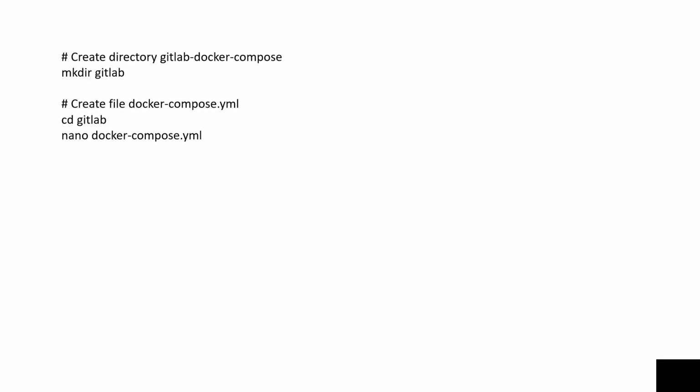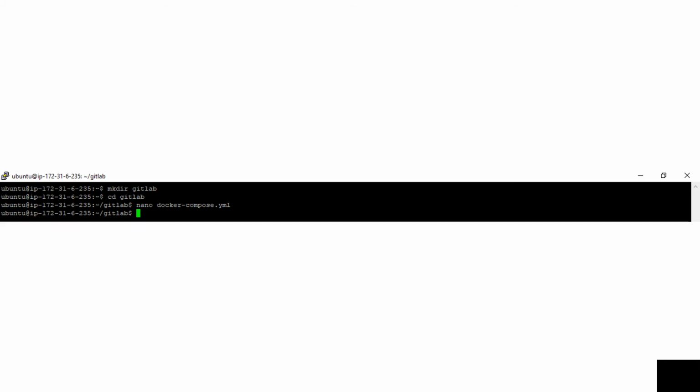Create a GitLab directory, and in this directory create a Docker Compose YAML file. As shown on this screen, the directory is created and the Docker Compose YAML file is created inside the directory. Next, we will review the content of the Docker Compose YAML file.